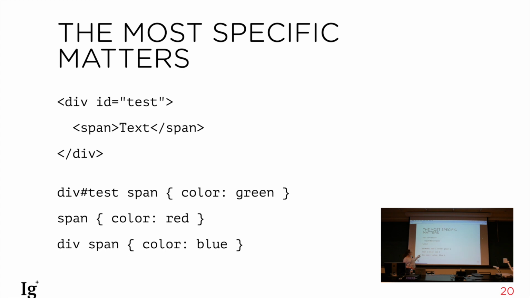In this example, the least specific selector is this one, because it only defines the tag. Then this selector is more specific. It's not only span, but span which has some div around it. And the third one is the most specific, because it is a span inside of a div, but the div should be with a specific ID. And so if writing like that, no matter how much you write below, this one will override it.